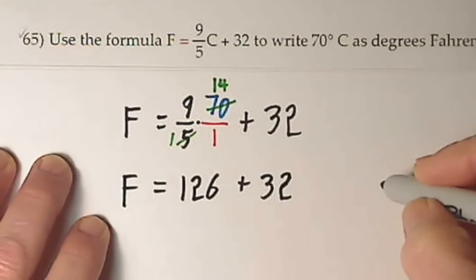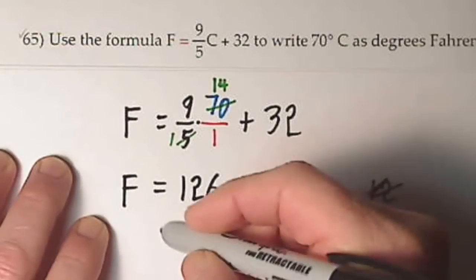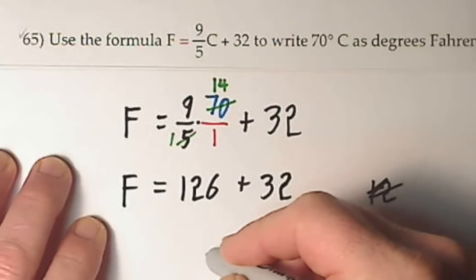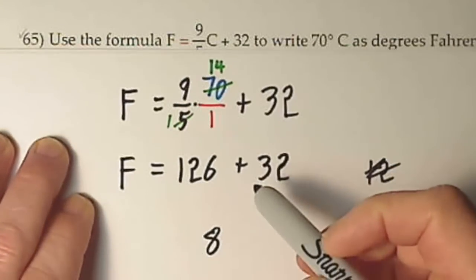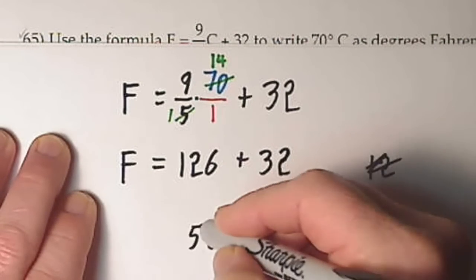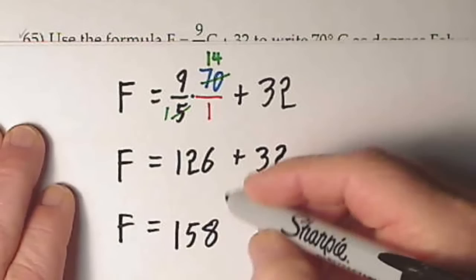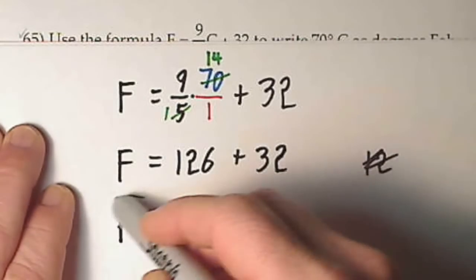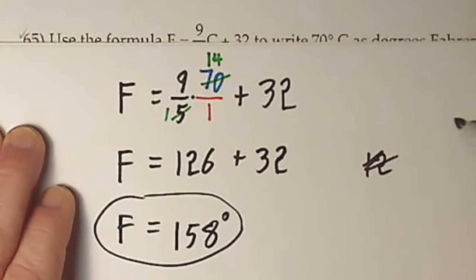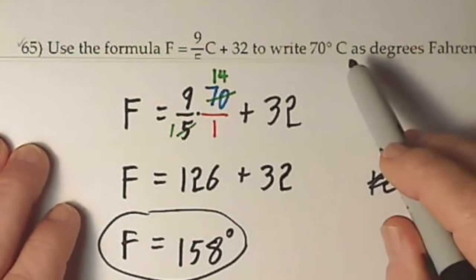So 126 and 32. Oh, I guess I can do that in my head. 2 and 6 is 8. I play it safe. 2 and 6 is 8. 3 and 2 is 5. 1. So it would be 158 degrees Fahrenheit if it was 70 degrees Celsius.